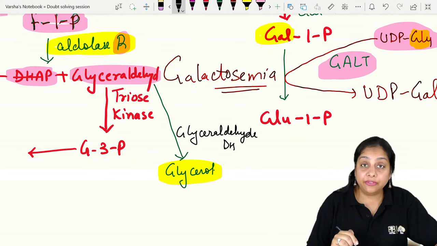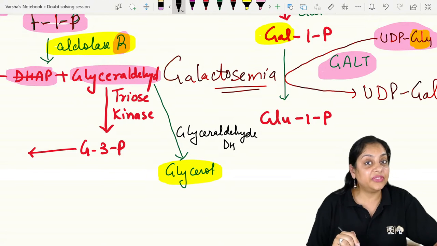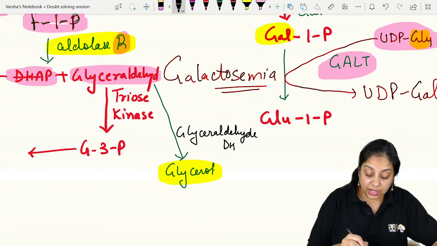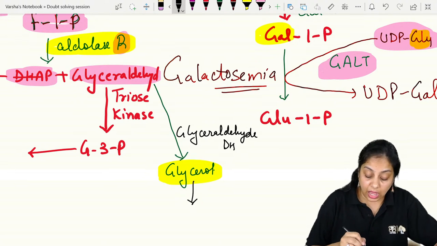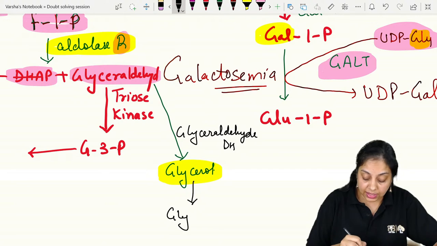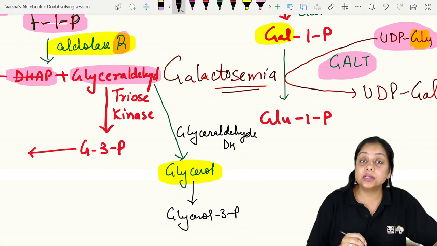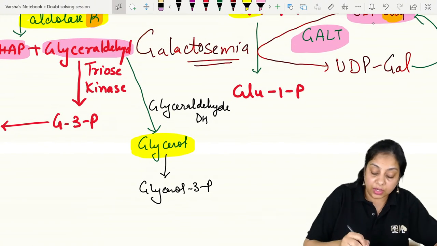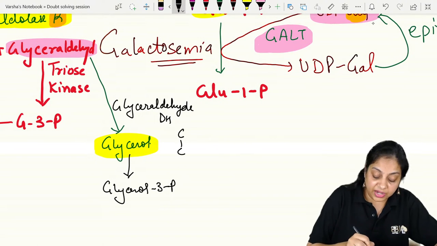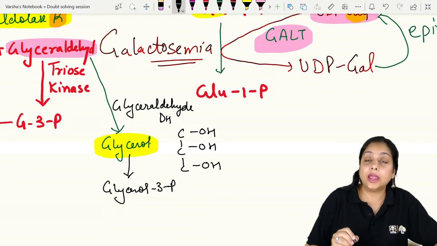So glycerol, and where do you see glycerol? Have you seen glycerol in fatty acid synthesis? Glycerol is used in the fatty acid synthesis, and how is it used? It is used as glycerol 3-phosphate. Remember that? Glycerol 3-phosphate. I have told you in fatty acid biosynthesis very clearly, glycerol is a 3-carbon molecule, right? All having hydroxyl group.